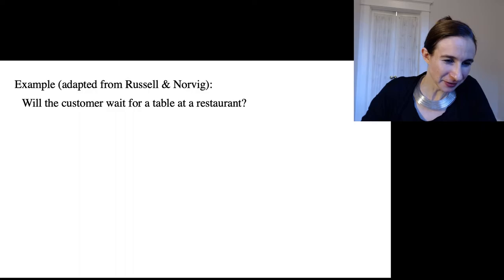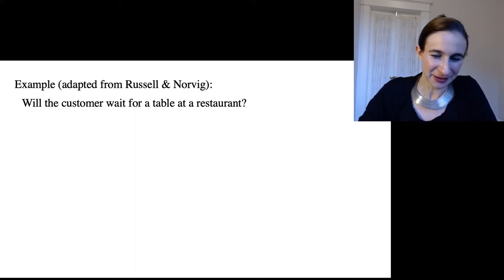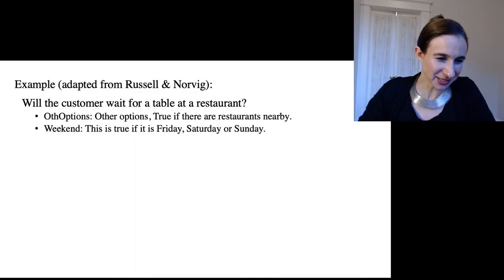Okay, so I'm going to use a running example of a very small data set. I'm going to put the whole data set on the screen. The data set predicts whether a customer is willing to wait for a table at a restaurant. And I'm just listing all the features.